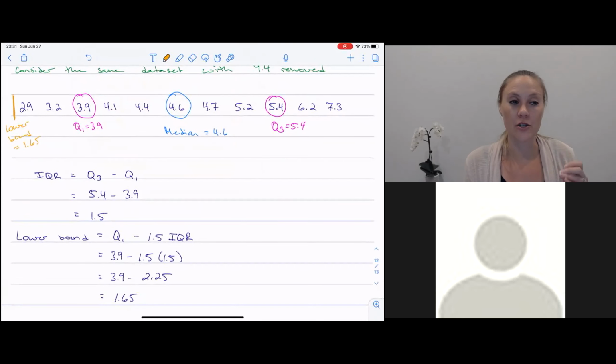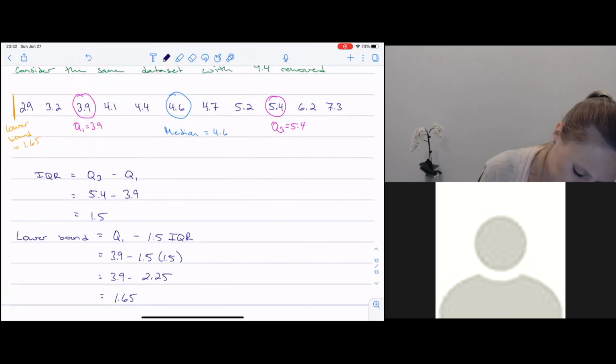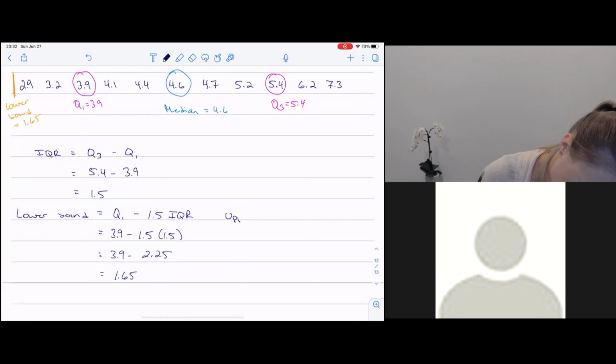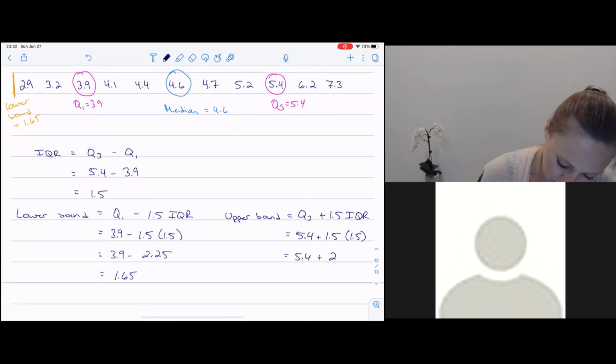Notice that because the interquartile range is different for each of these data sets, that's why the lower bounds and the upper bounds are slightly different depending on what our interquartile range was. So the upper bound is going to be Q3 plus 1.5 times the interquartile range, which is 5.4 plus 1.5 times 1.5, which is 5.4 plus 2.25.